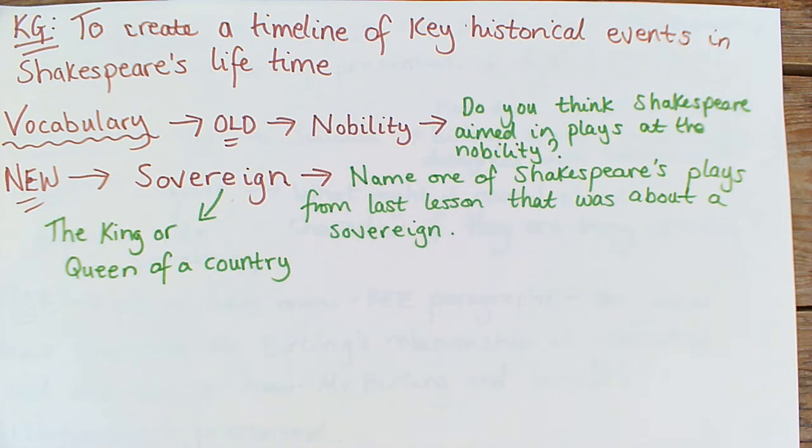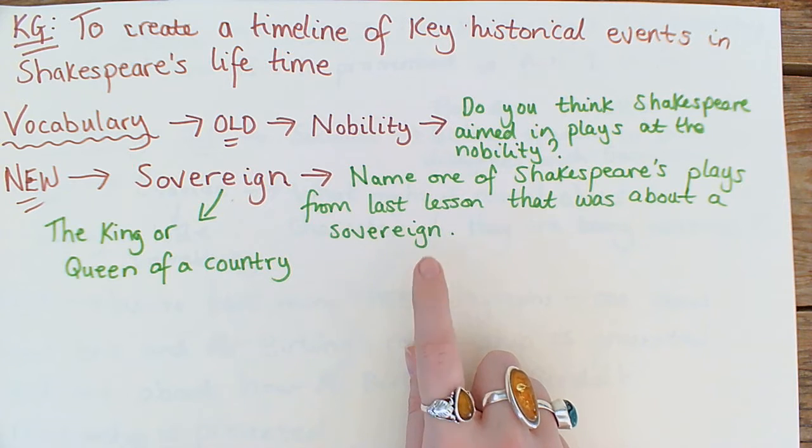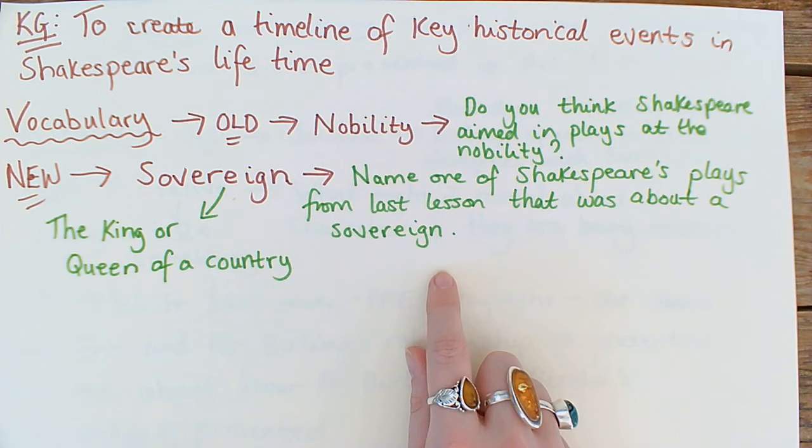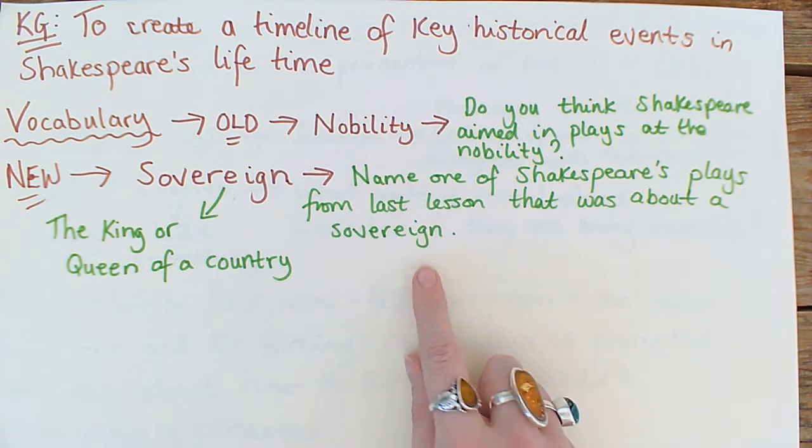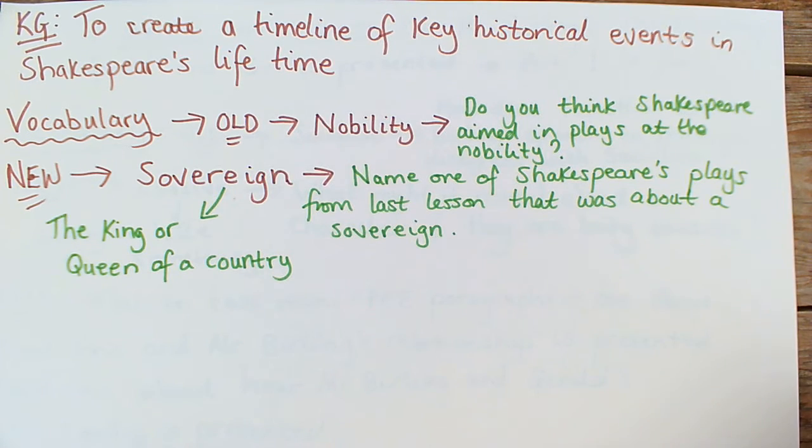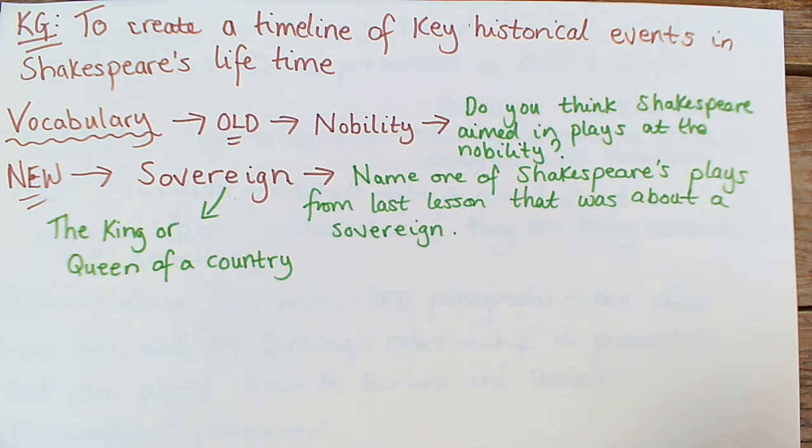Now our new word today is sovereign. Now a sovereign is another word for the king or queen of a country. Okay, and the question that I'd like you to answer is, name one of Shakespeare's plays from last lesson that was about a sovereign. So look back to the work you did yesterday, looking at maybe the historical plays. Can you name one of the sovereigns from those plays?